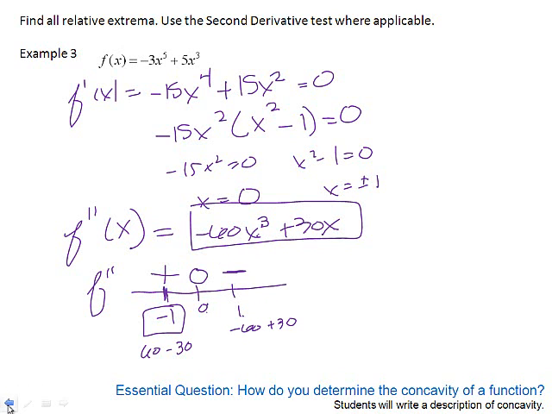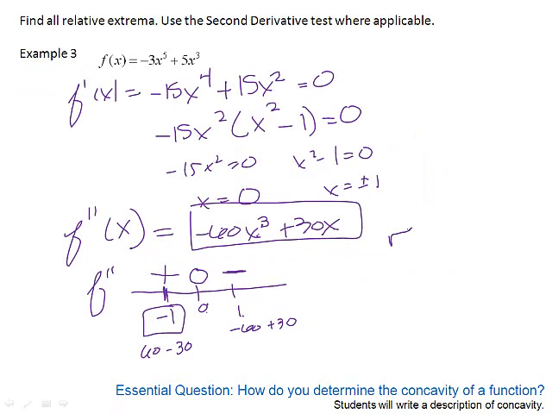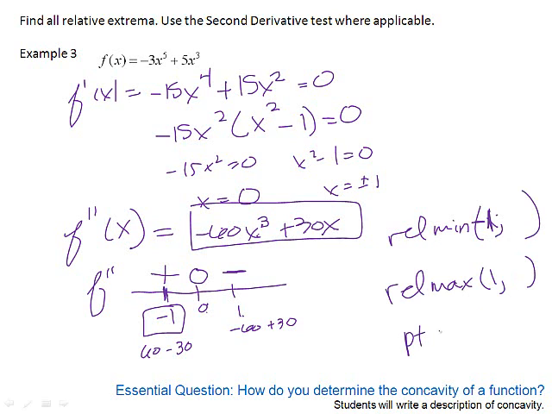Now let's go back and look at that test. When you plug in the actual number to the second derivative test and I get a positive, what's going on? It has a relative min. If I get a negative, it has a relative max. So now let's go back and do that. Where do I have a relative min? -1. And we're actually going to plug in the value. We'll get the point here in a minute. Where's my relative max? 1. And likely this 0, 0 is probably a point of inflection.